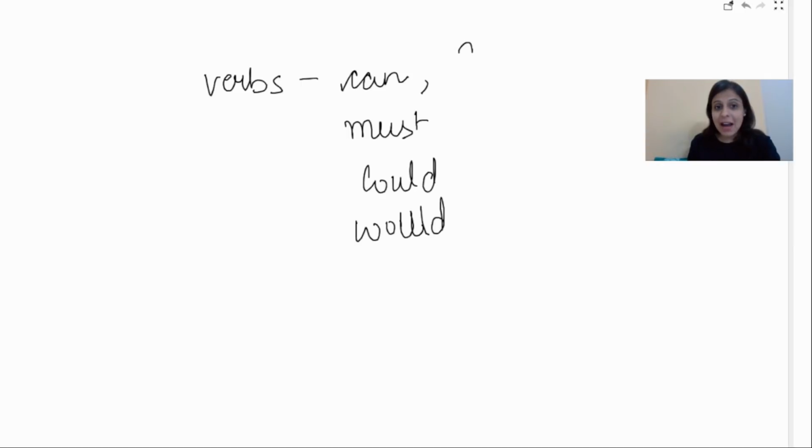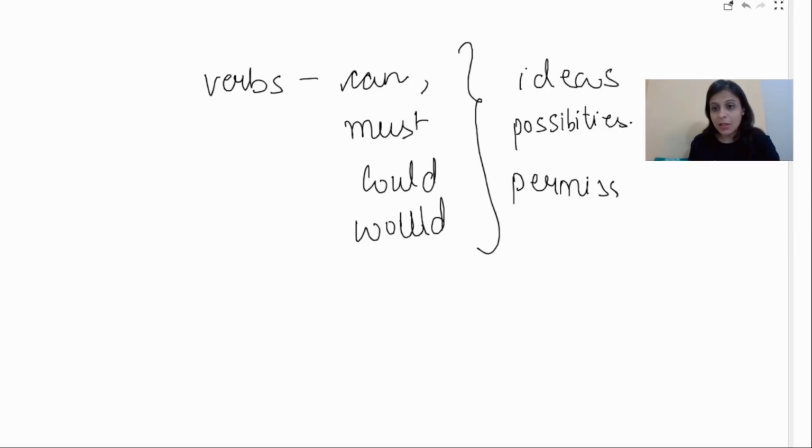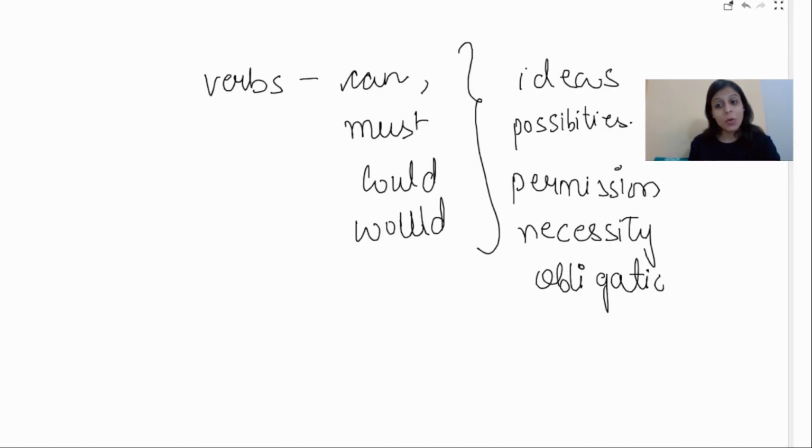So basically these are the verbs that are used to express ideas, possibilities, maybe you want to ask for permission, talk about necessity, or even obligation. So most of the time, you have to take care of the tense of the passage that is given to you. You have to take care whether it's an active voice or a passive voice. So these modal verbs have only one form.